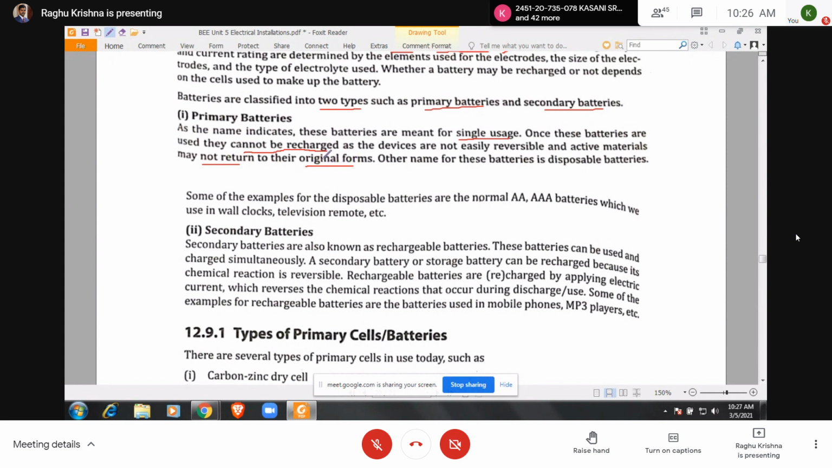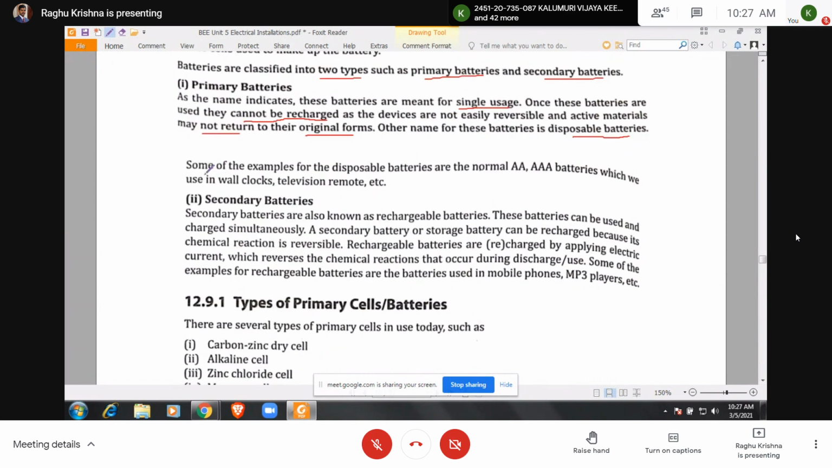That's why after using the batteries, we have to throw them away. The other name for these batteries is disposable batteries, use and throw batteries. You cannot recharge them. After using the battery, you have to dispose of the battery. Those are primary batteries.